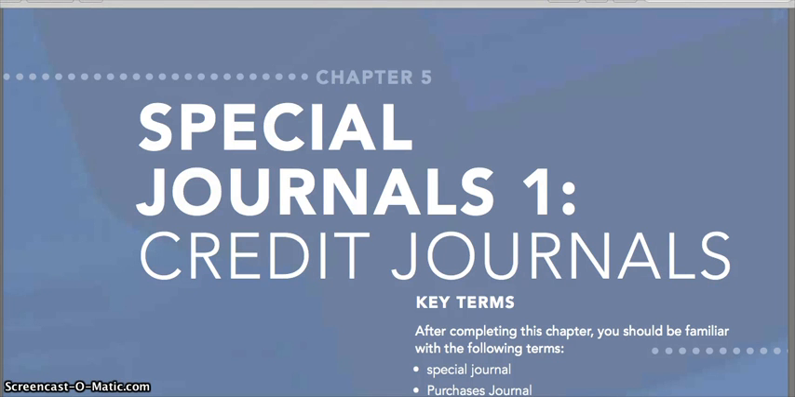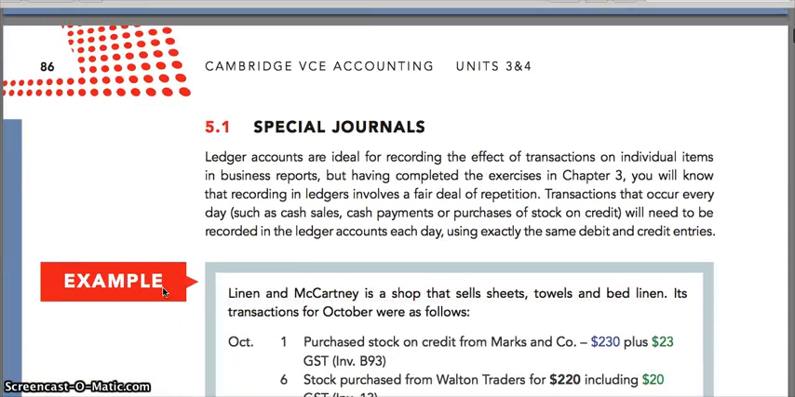Righto, boys. We're moving on to special journals here. The next two chapters are on special journals. The first one's credit journals. The second one is cash journals. So we'll be basically looking at this for probably the next two weeks, I'd say.